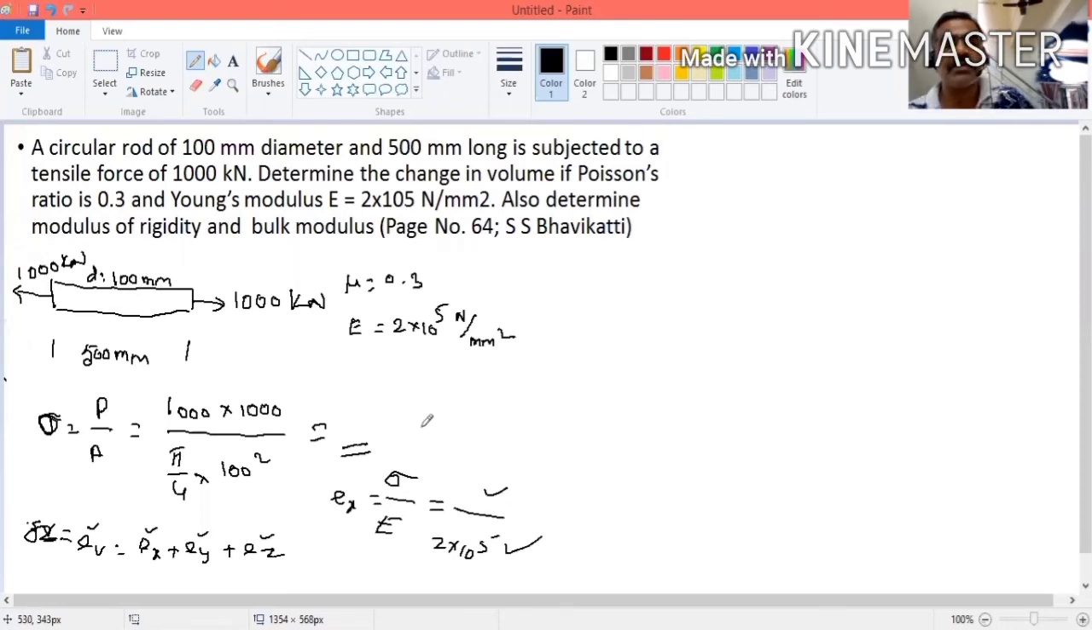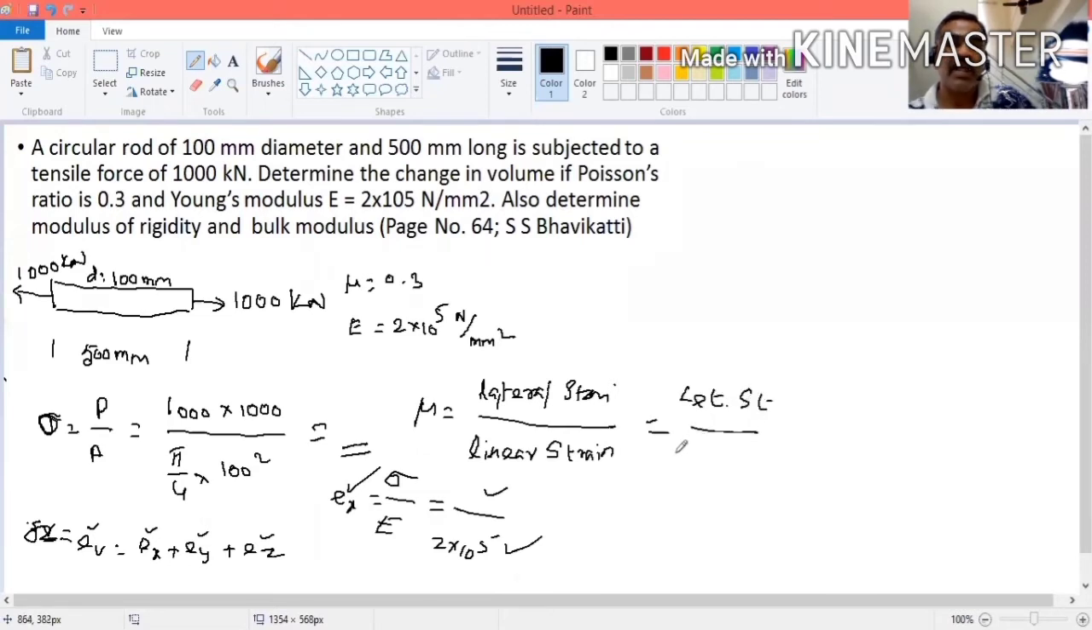Now we have another equation. What is the equation? Poisson ratio mu is equal to lateral strain by linear strain. This is linear strain, Ex. So here we want to find lateral strain. You substitute the value of Ex. Using this equation, you will be able to find lateral strain.